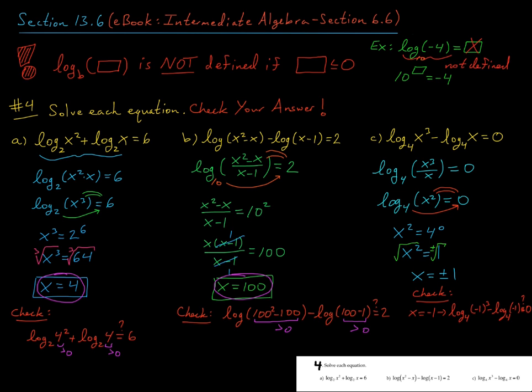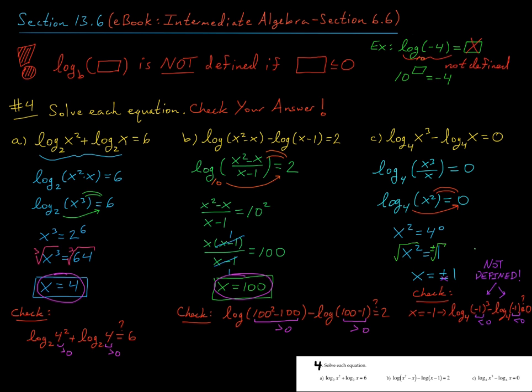But wait a minute. Right here and right here, these are both negative. So in fact, neither one of those expressions is defined. So since these things are not defined, that says that x equals -1 is in fact not a solution. Okay, so I have to toss out the -1.